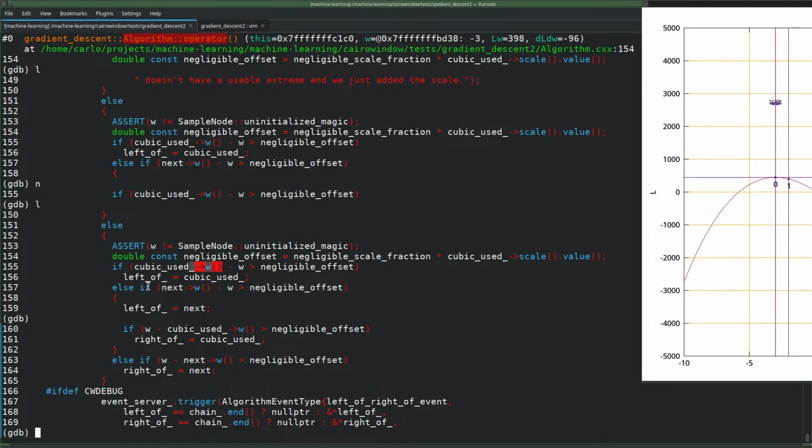Okay. And then if next W minus W is larger than negligible offset, what does that mean? Well, that is the case. Because 1 is on the right of W. This is positive. So left off will be set to next, which means that you want to do left off 1. The maximum is on the left of 1.